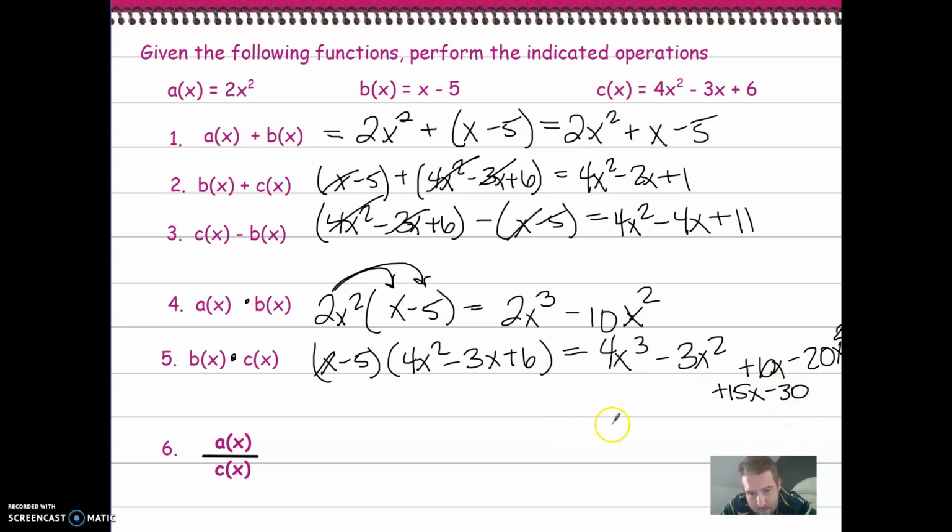I can clean that up a little bit, so that becomes 4x cubed. The x squared terms become negative 23x squared. And the x terms, unless I did something wrong, so this is 6x minus 20x makes negative 14x, plus 15 more x makes plus 1x, and then minus 30 at the end. I did that pretty quickly, so I might have made a mistake. That's kind of hard to read my handwriting there.